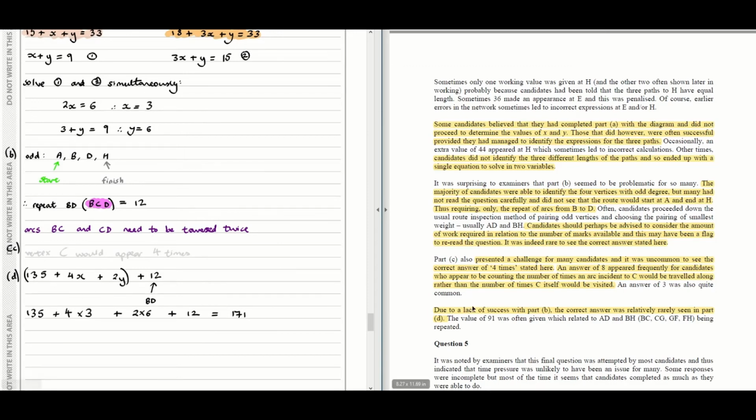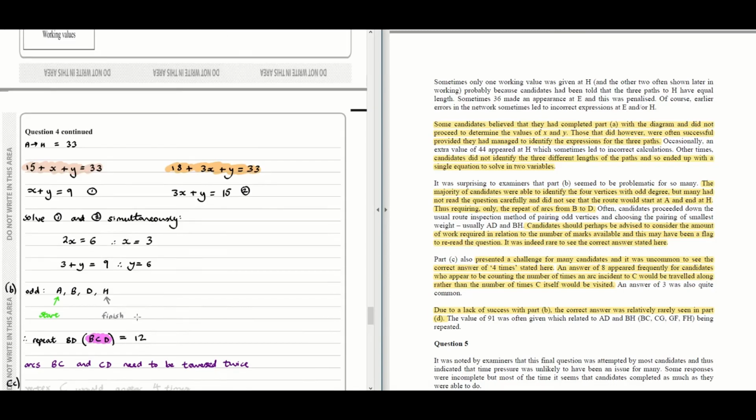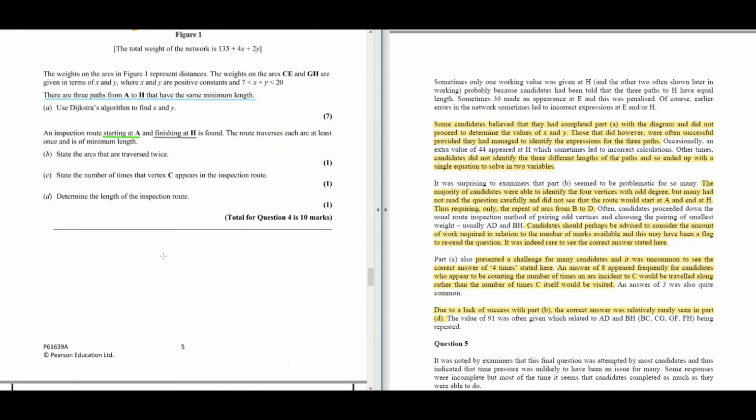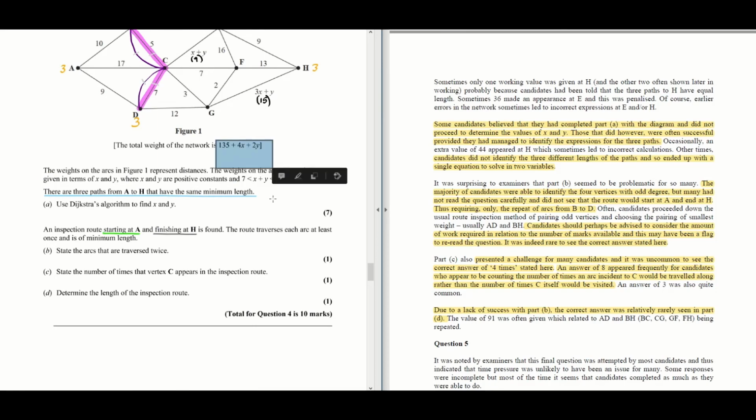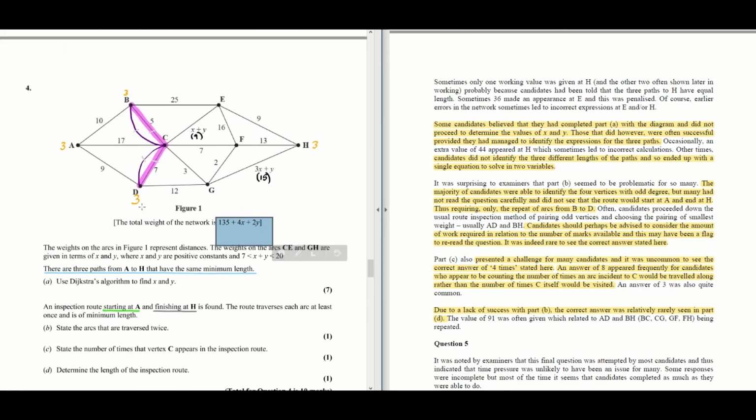And now for part D, due to the lack of success with part B, the correct answer was relatively rarely seen in part D. But essentially over here you had to use this total weight over here, and then you had to use your shortest length from B to D because that's what you're repeating.